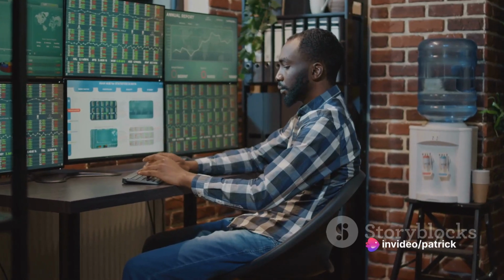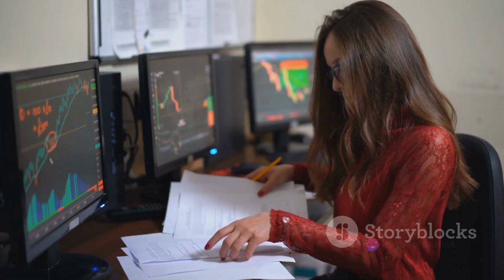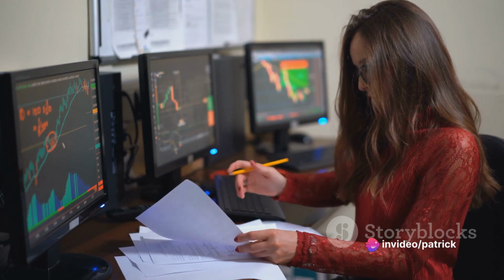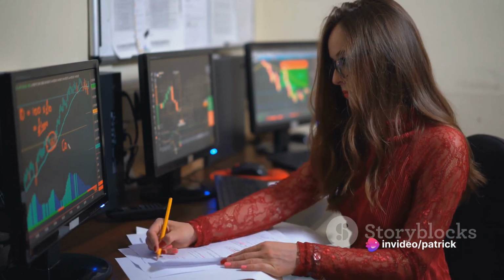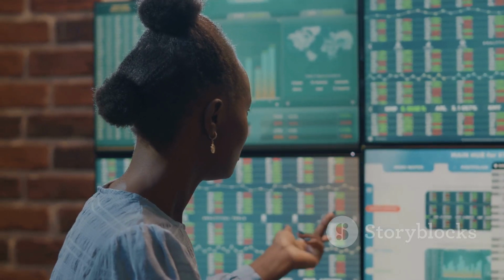Now let's talk about how traders use these tools. Suppose a trader is watching the moving averages of a currency pair. If the short-term average crosses above the long-term average, this could signal that the pair's price is gaining upward momentum. The trader might decide to buy. Conversely, if the short-term average crosses below the long-term average, it could be a sign to sell.